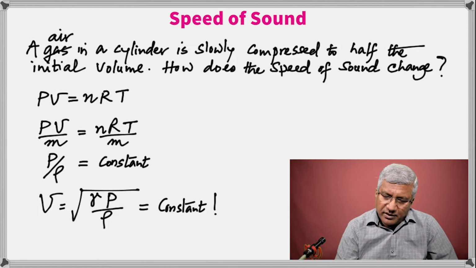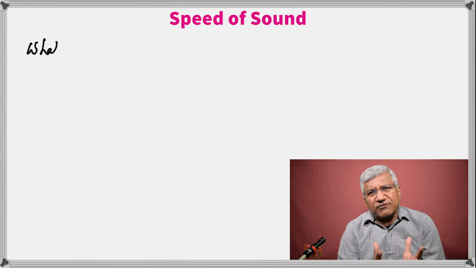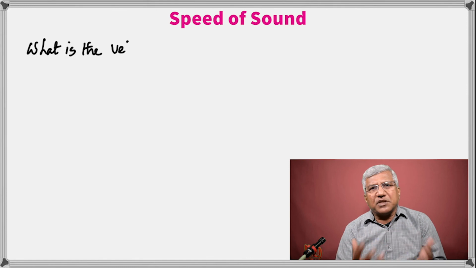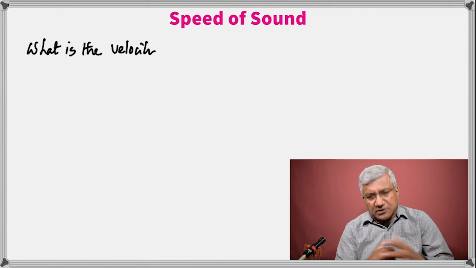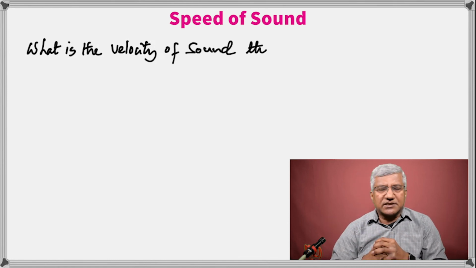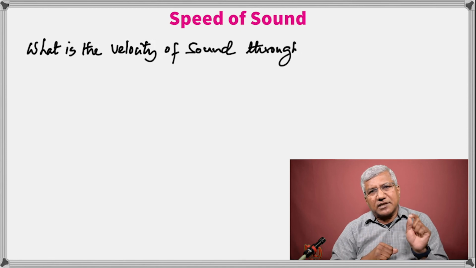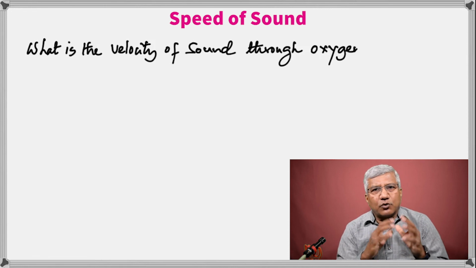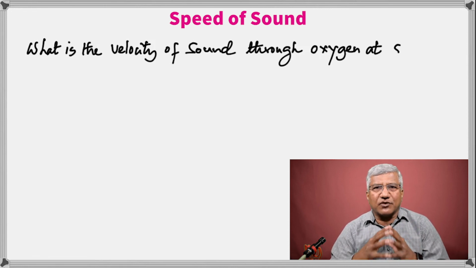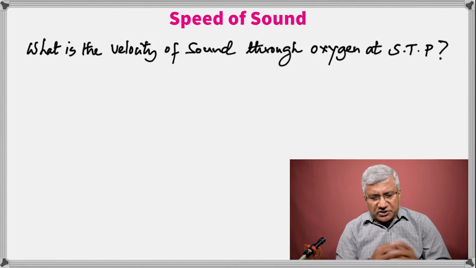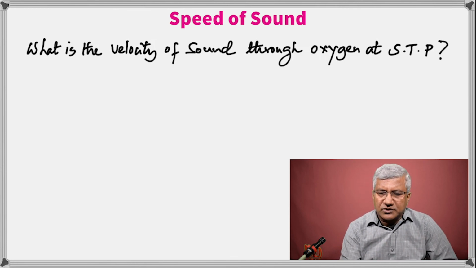It's deep. All right. So with all this information, finally, let's calculate the speed of sound in oxygen at STP. So now it's not air, it's oxygen, and it's at STP. STP means standard temperature and pressure. So the standard temperature is 273 Kelvin, and standard pressure is 1 atm, okay? So shall we try to find the velocity of sound through oxygen at STP?